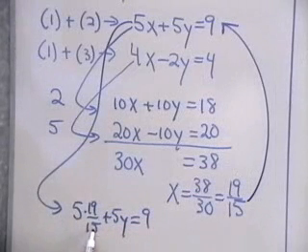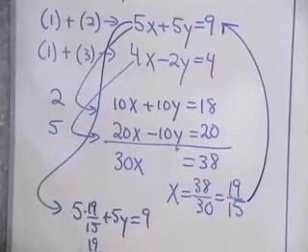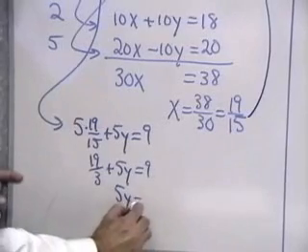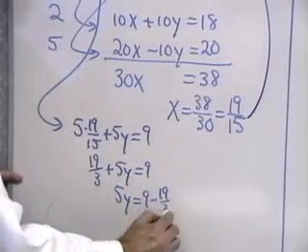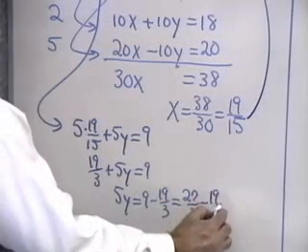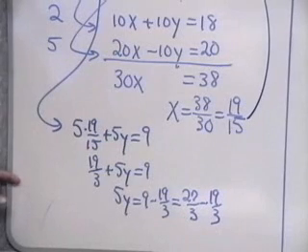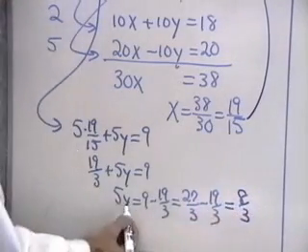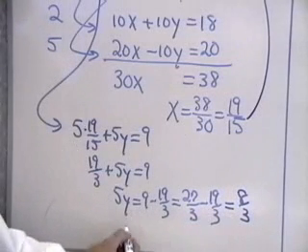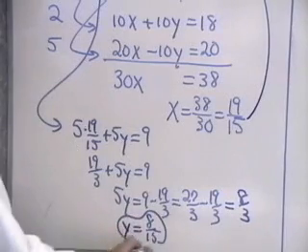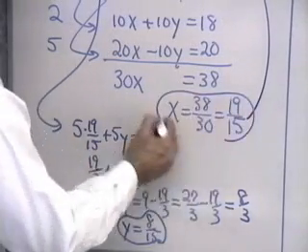Now 5 divides into 15 3 times, so I have 19/3 plus 5y is equal to 9. 5y is equal to 9 minus 19/3. Now 9 is 27/3 minus 19/3. So let's see, 27 minus 19 is 8. So 5y is equal to 8/3. I multiply both sides by 1/5, and I get y is equal to 8/15. Y is equal to 8/15. X is equal to 19/15.